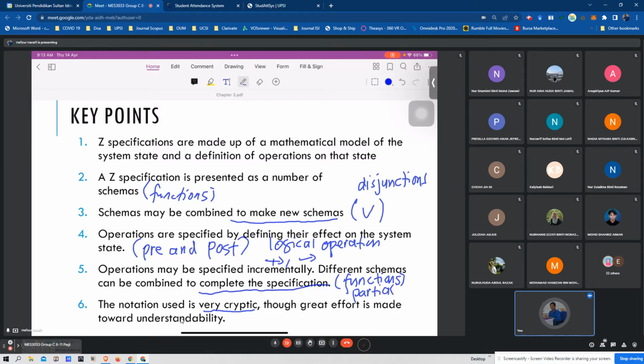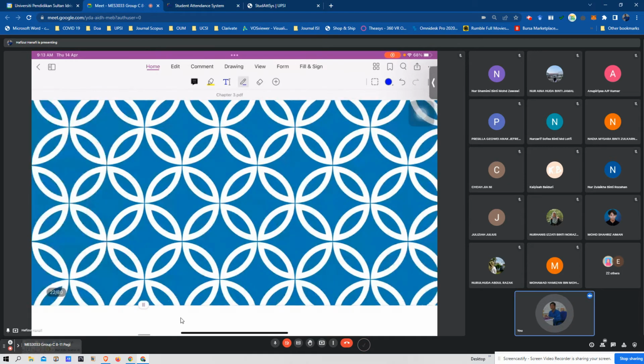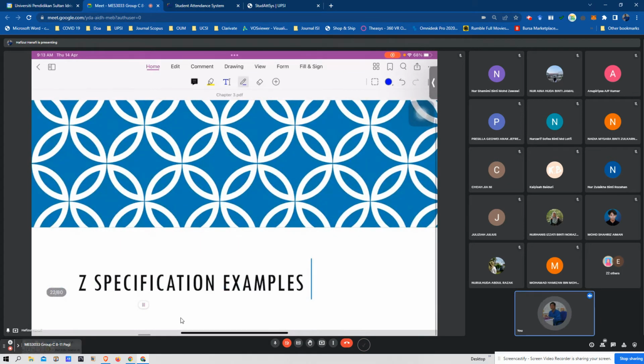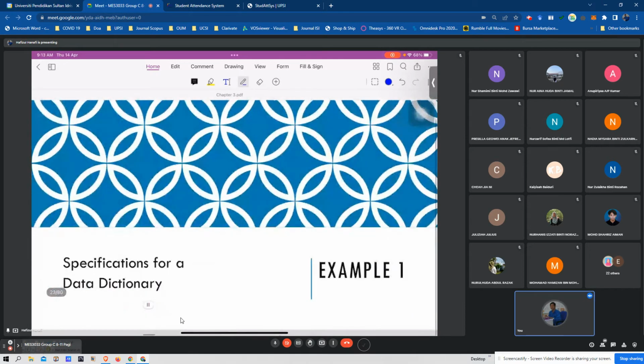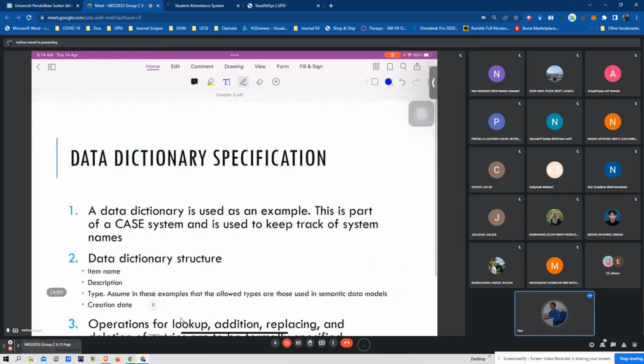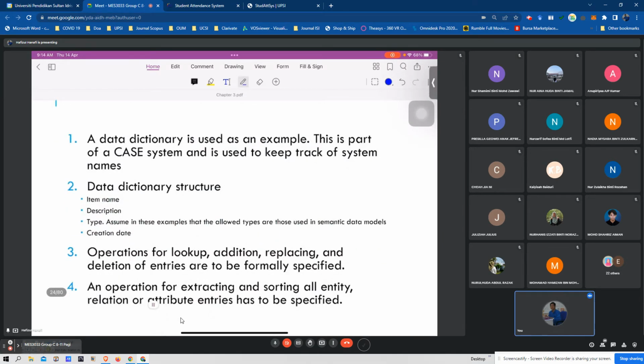The notation is very cryptic. Very cryptic means you need to have a better notation, a better notation in a graphical format, though great effort is made toward understandability. Okay, guys, later I will give you a Z specification example. Please read this one, and then please do some reflection in Padlet.